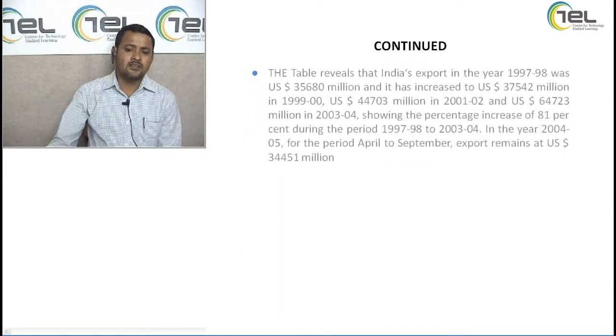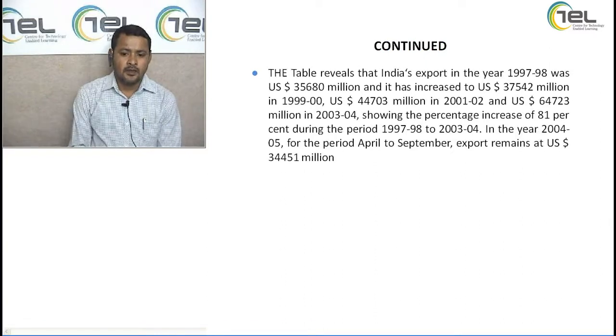The table reveals that India's exports have increased by a whopping 81% from 97-98 to 2003-4. It has increased from 44,703 million to 64,723 million dollars. There is an increase of 81% during a period of 6 financial years. That's a large increase considering the Indian economy was largely agricultural till 91-92.